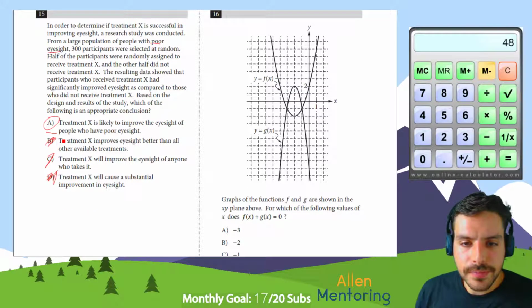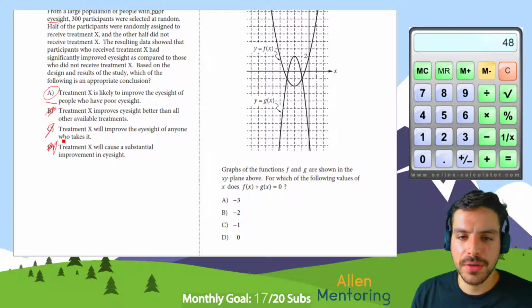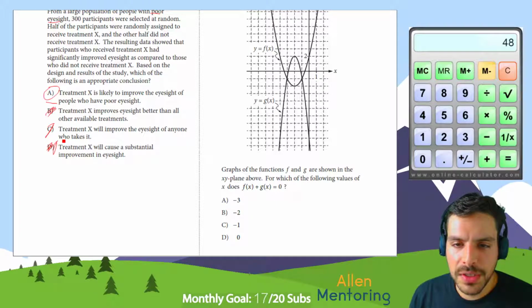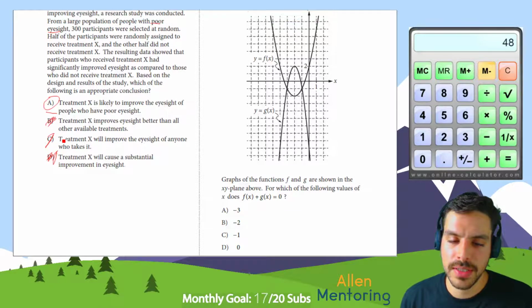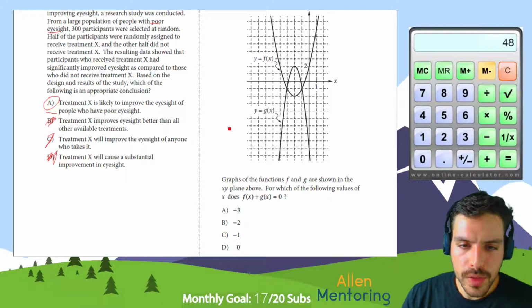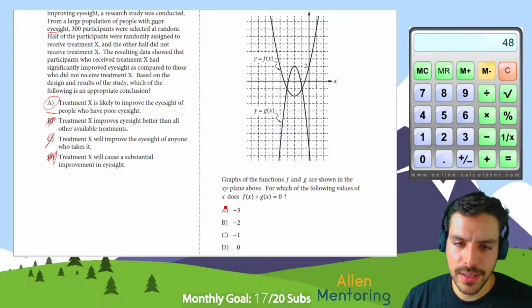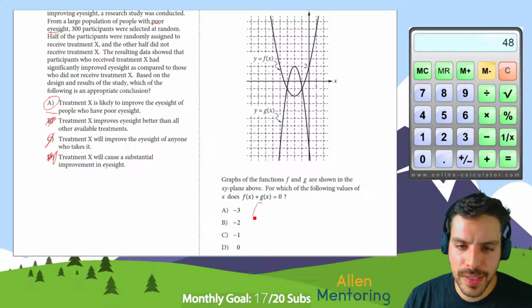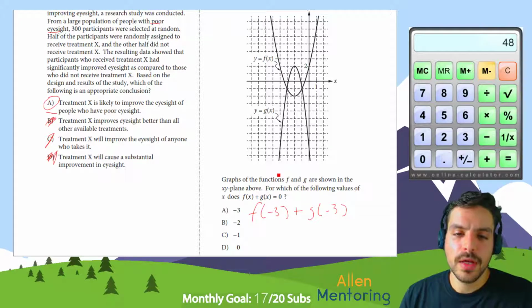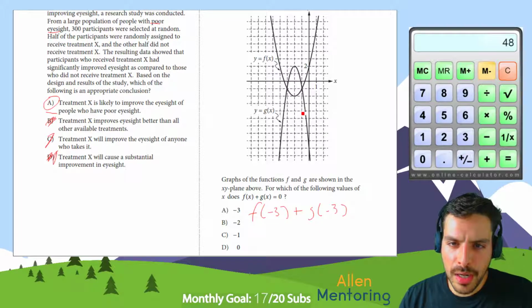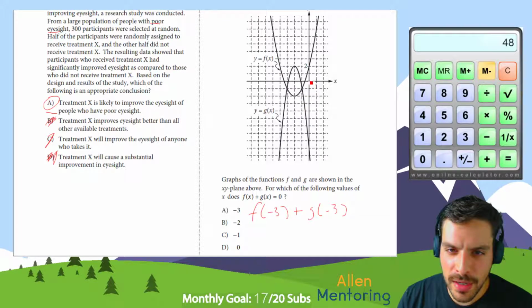All right, 16. Graphs of the functions f and g are shown in the xy plane above. For which values of x does f of x plus g of x equal 0? So let's look, for example, at A. f of -3 plus g of -3. So what is f of -3? The way we find that out is we look at the x coordinate of -3.